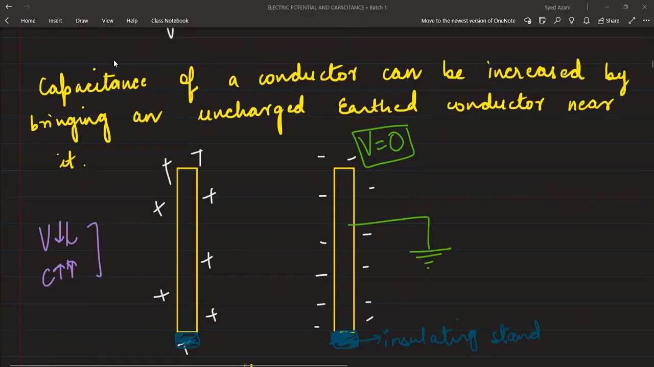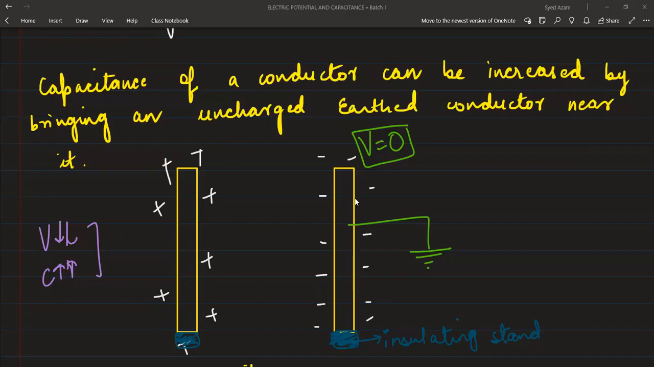See, Shwana, if the capacitance is inversely proportional to the potential and I decrease the potential, will my capacitance increase or decrease? Increase. So basically we want larger capacitance because capacitance is of use to us. So what we do, we bring an uncharged, means without any charge, earthed conductor. Earthed conductor means you have connected it with the ground, and whenever the process of earthing is done, the potential becomes zero.